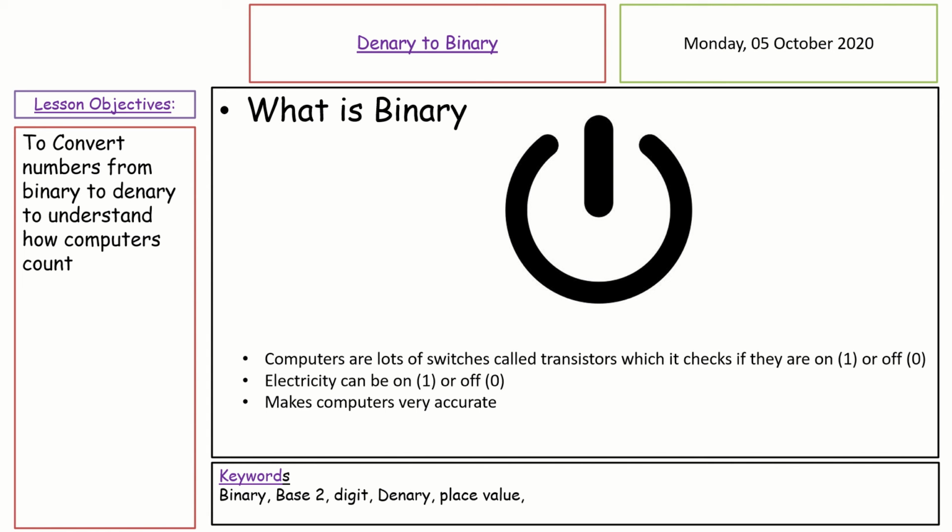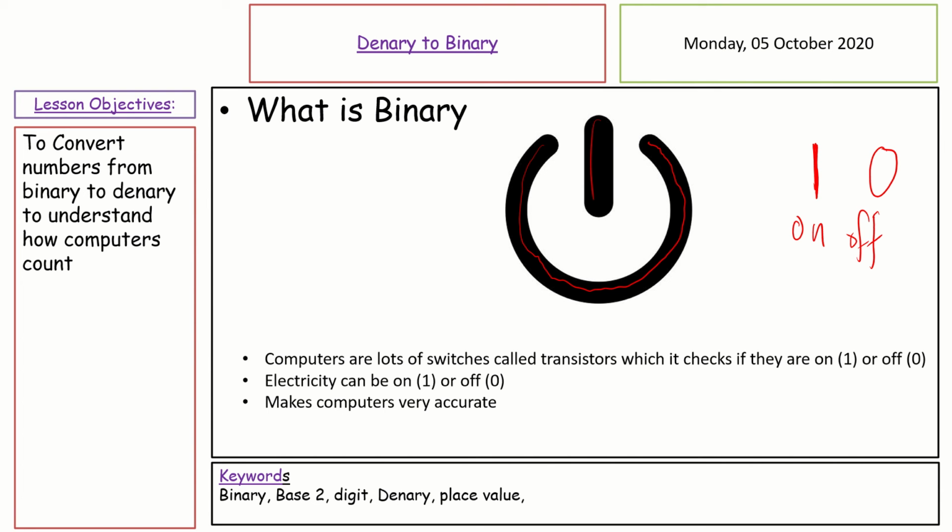So binary is what computers use to count numbers, and we use binary because computers are essentially lots of switches called transistors, which check or turn electricity on, which we use to represent 1. So 1 means on, and we use 0 to mean off. And you may have seen this sign before, which is the on-off button, which is made up of a 0 with a 1 through the top of it.